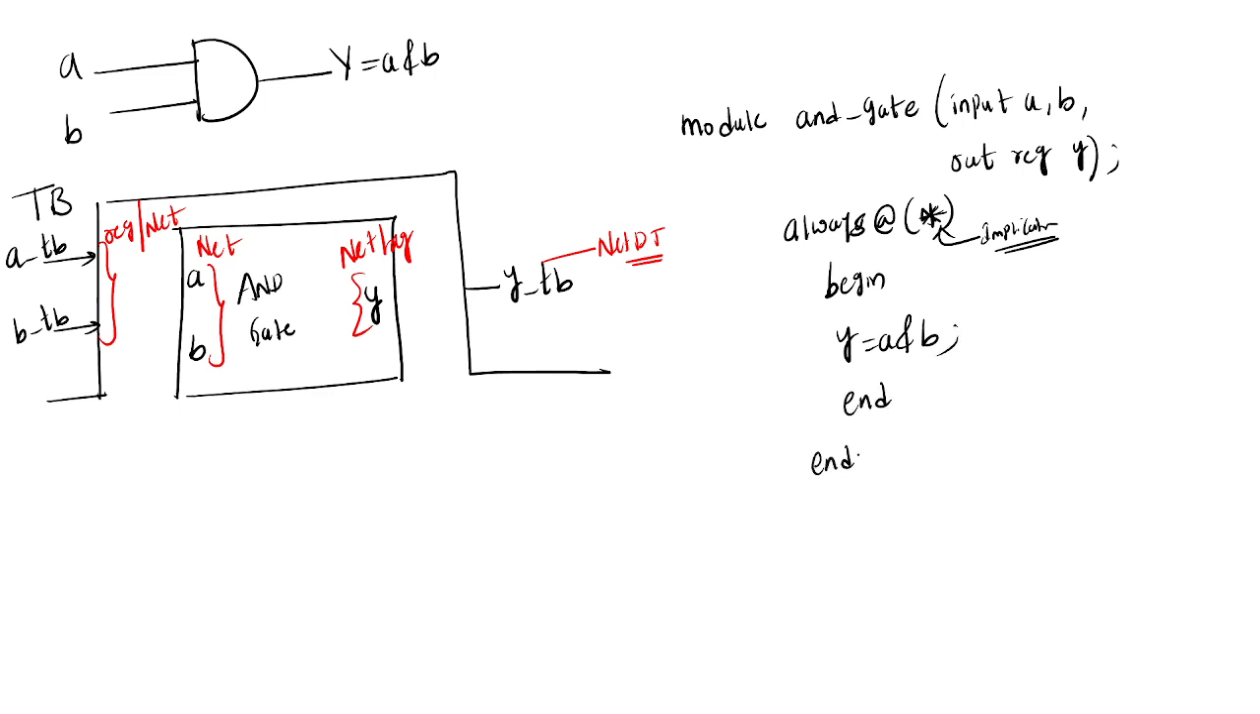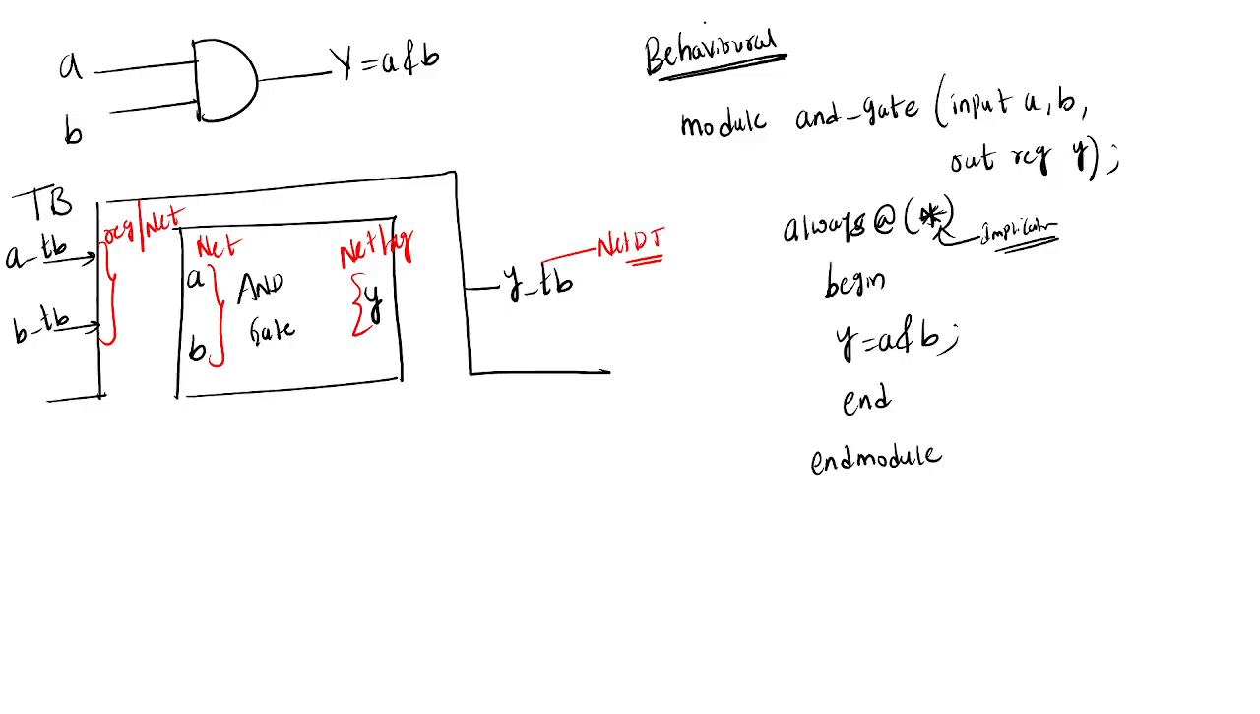End module. Like this, I can write a simple AND gate program by using behavioral modeling. I told you, behavioral modeling you need to write within the procedural blocks, that too the always block. Initially it's not synthesizable, so that's why we need to write it this way.